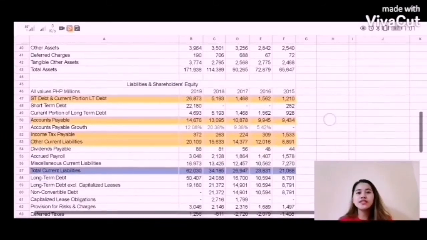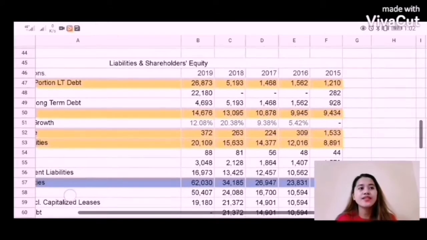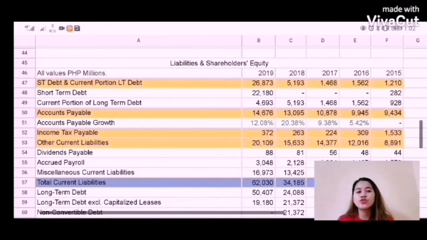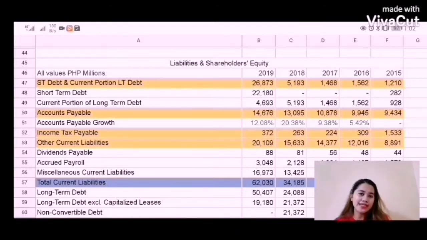Looking at the company's current liabilities, we can see that there is a huge increase in the company's short-term debt and current portion of long-term debt from 2018 to 2019, from 5 million pesos to 26 million pesos. Also, there is an increase in accounts payable, income tax payable, and other current liabilities. Hence, the reason why JFC's total current liabilities increased is because all the components under the current liabilities increased as well. And that's how we solve for a company's current ratio and examine its changes.